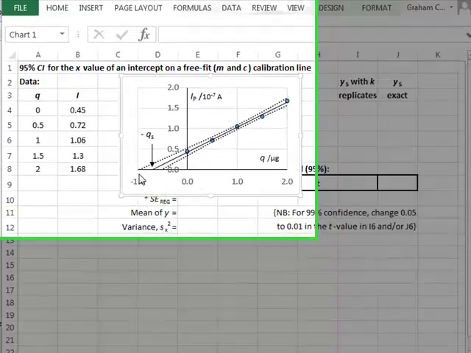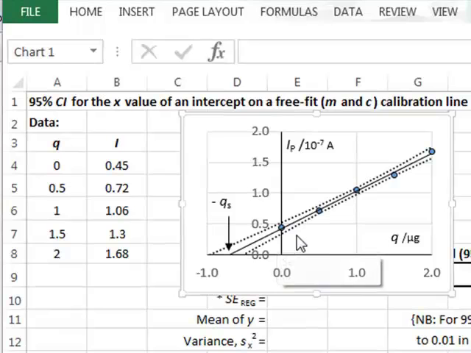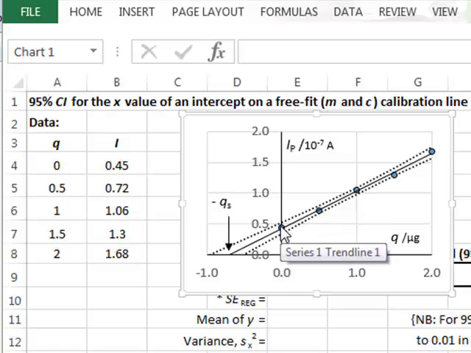In the method of standard additions, we have a solution that has an unknown quantity of lead, Qs, and this gives a current I of 0.45 times 10 to the minus 7 amps in anodic stripping voltammetry. This gives us our first data point here. The procedure is then to add extra amounts of lead Q and observe the increased current I, giving the XY plot here of I against Q.